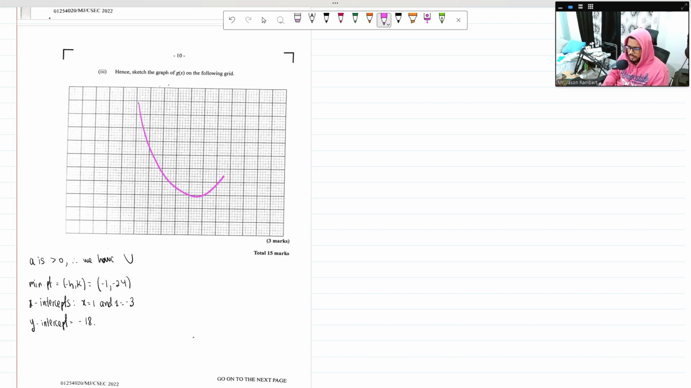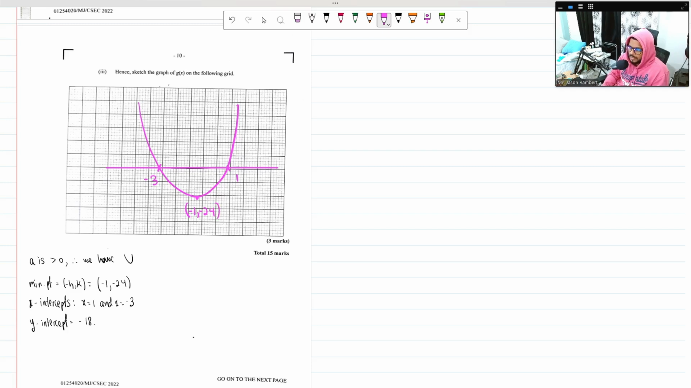This is my curve. My x-intercepts are 1 and minus 3. So I draw my x-axis here. Now this is a sketch, right? So I don't have to be 100% accurate. I have to put in the numbers though. Over here is my minus 3. Over here is my 1. The y-intercept is minus 18. And this point here is going to be minus 1, comma, minus 24.